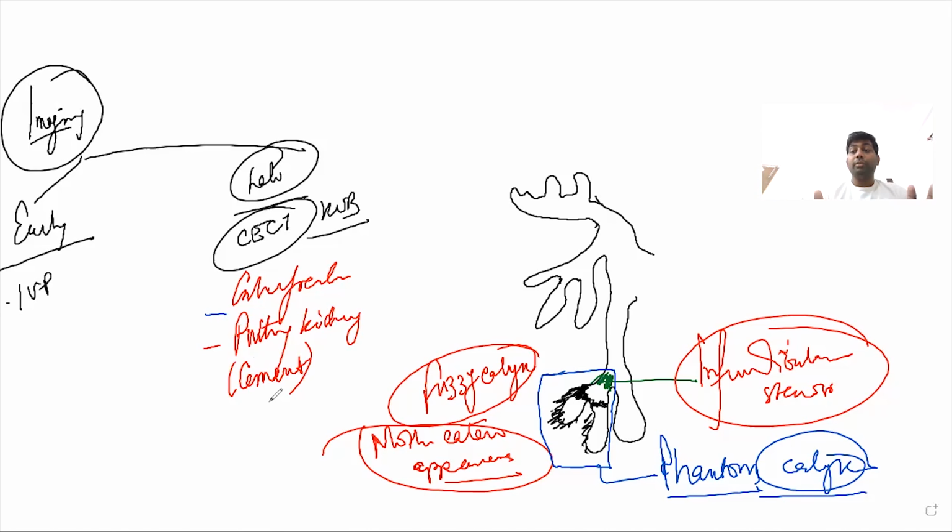Once we know how to diagnose it and what the clinical manifestations are, let us treat this patient. Now, if we talk about the treatment, medical treatment is the first line of therapy.